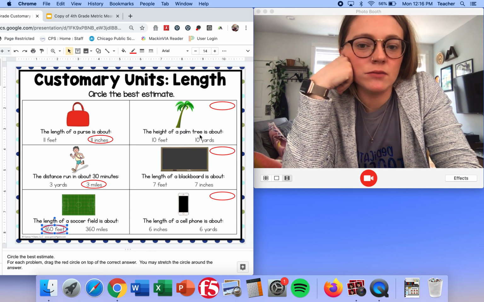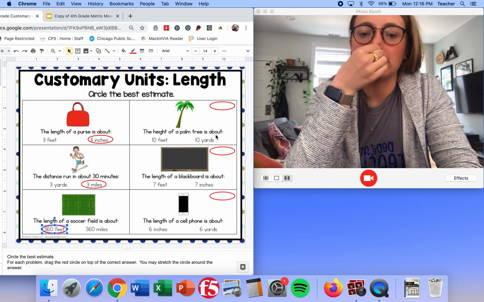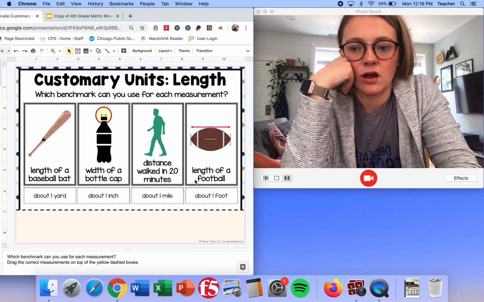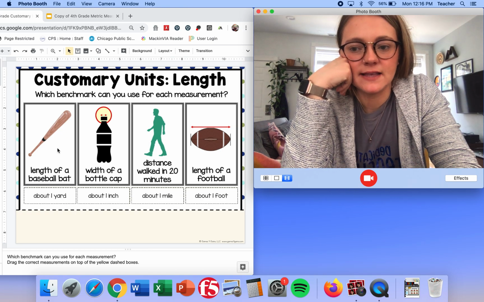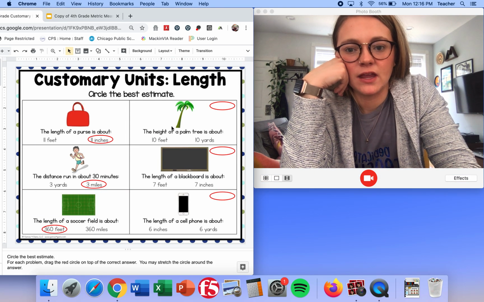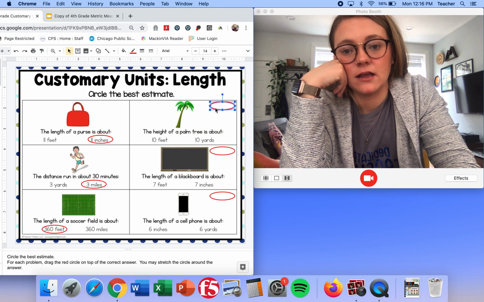The height of a palm tree is about 10 feet, or is it about 10 yards? So let's go back. Feet are footballs, and yards are baseball bats. So do we think that a palm tree is 10 footballs or 10 baseball bats? I would say it's 10 baseball bats.